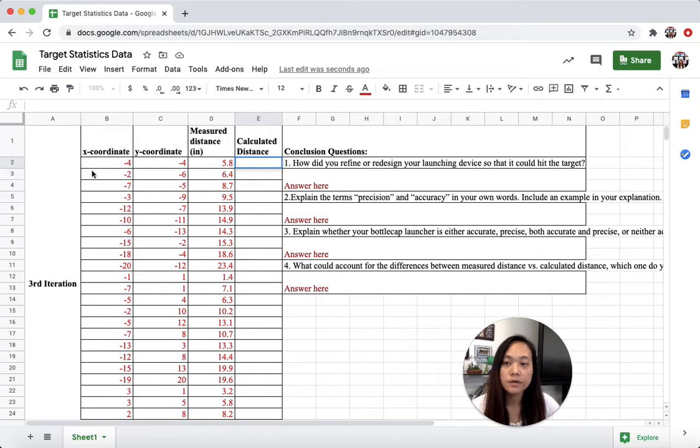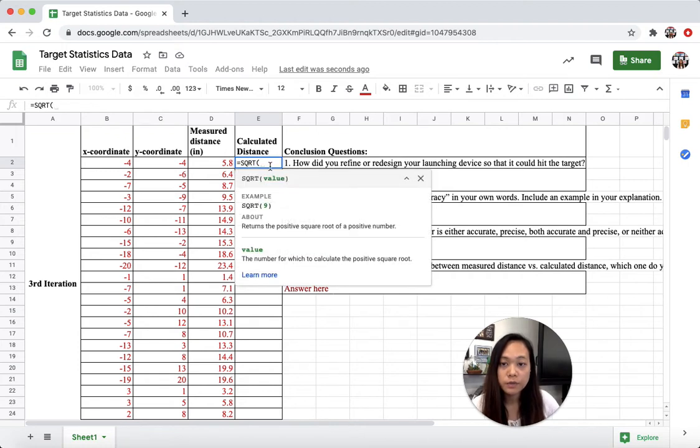calculated distance is the difference from the x to the origin squared plus the y minus the origin squared, and then you add them up and then you take the square root of it. If you don't know, that's okay. I'm going to show you right now. So it's going to be equals square root.